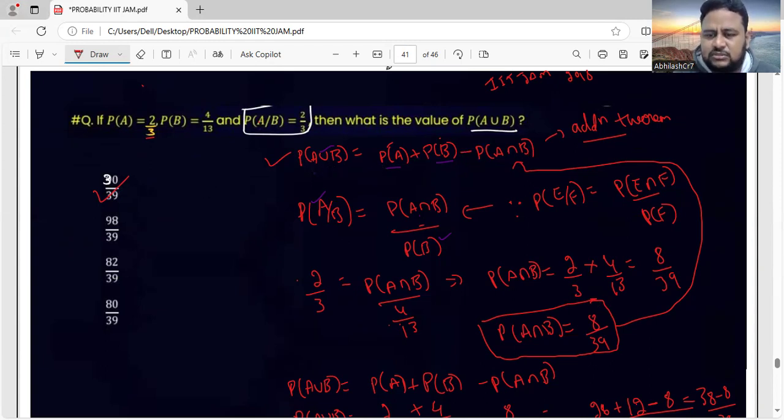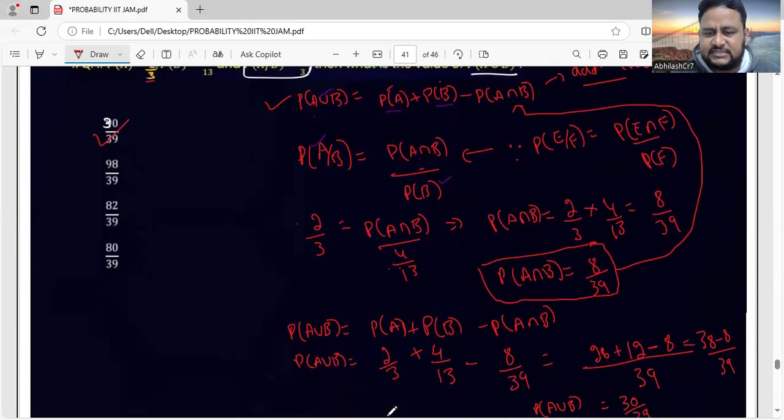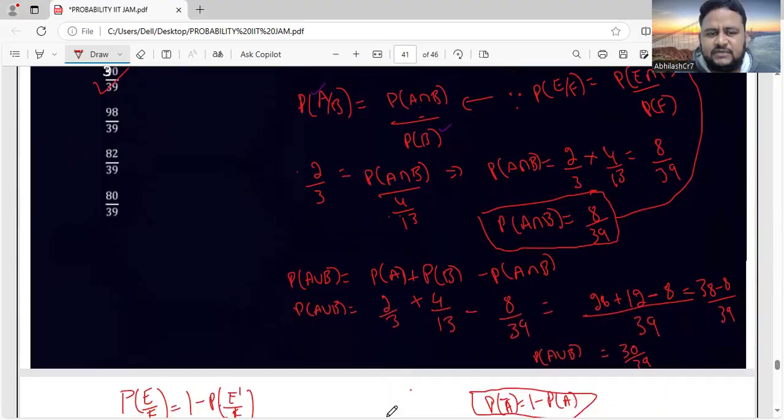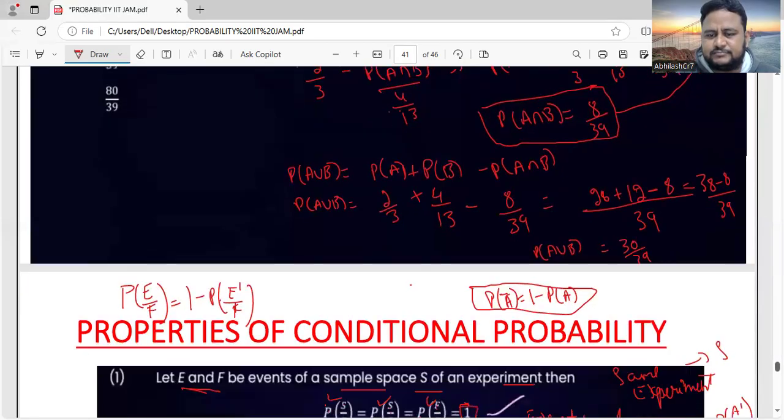That is how I have solved it, and I have shown it here. You can see it here. So based on that, we got 30 by 39. This is the answer. I hope this question is clear to you. Let us move to the next question.